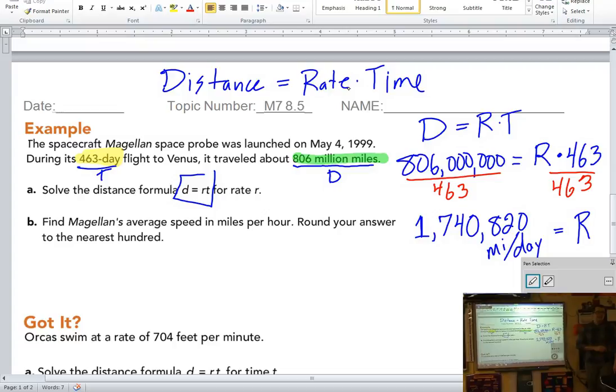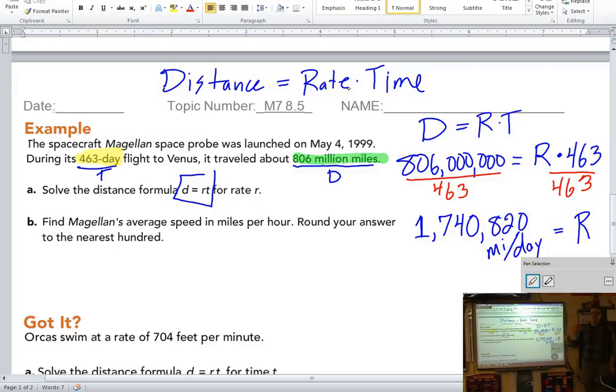I have the average one. So guys, in one day, they went almost 2 million miles. Jeez. You ever driven all day on a road trip? If you drive like 12 hours, you'll maybe go 1,000 miles, if you're going pretty fast and you drove all day long. They went 1.7 million.